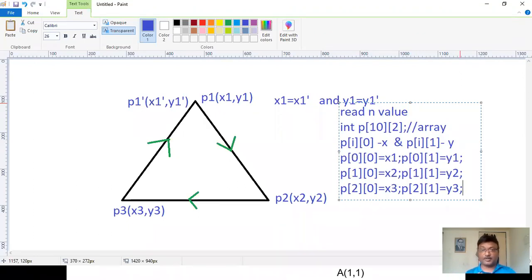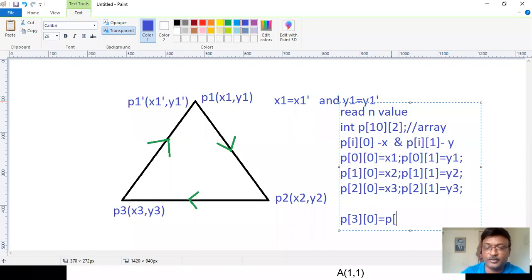Now once you have come out of the loop, because 3 is not less than 3, what I have done is make the last point the first point. Whatever the value of p of 3 0, p of 3 0 is equal to p of 0 0, and I have already told you that p of 0 0 is my first point, and that must be your last point. And then p of 3 1 is equal to p of 0 1, again your last point.